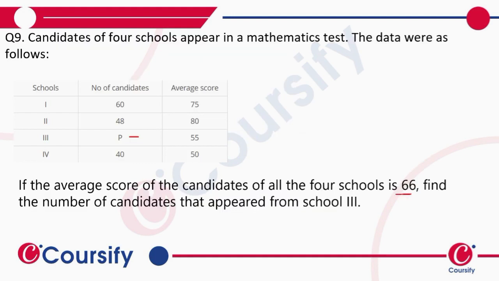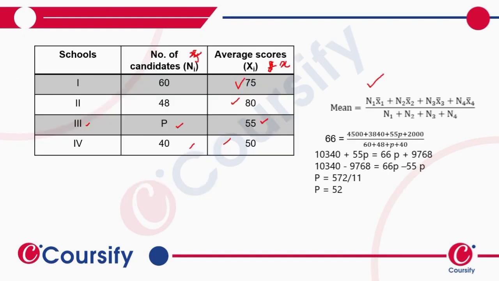66. 66 is the mean. So when we solve the equation, we will get P as 52. So there were 52 students from school 3.